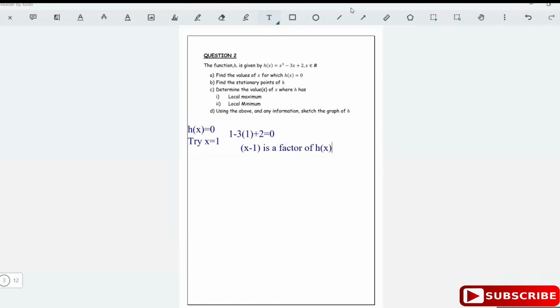Since x minus 1 is a factor of h of x, we're going to do our polynomial division. We're going to divide x cubed minus 3x plus 2 by x minus 1. Let's do the division.